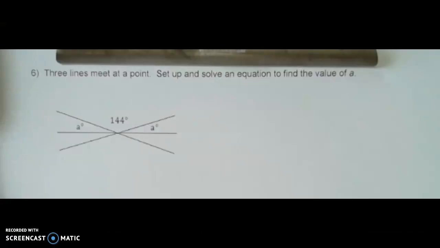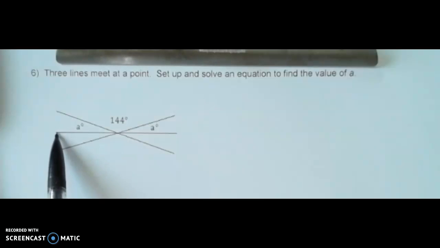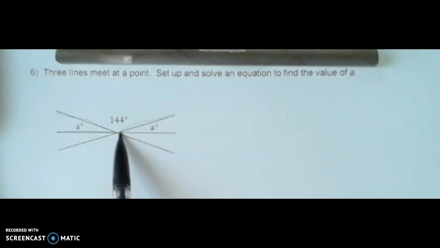In the next example, I'm told that 3 lines meet at a point, and we're going to set up and solve an equation to figure out what the value of a is. I have an angle here that's labeled a, and another angle right here that's also labeled a. I have to figure out what the measure of those angles is going to be. There's an angle a right here, another angle a right here, and in between those two angles is this 144-degree angle.